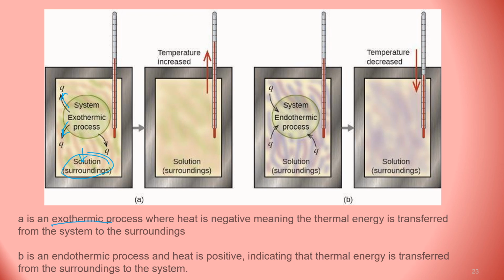So obviously B is the opposite. If the system that we're studying is endothermic, that means heat will go into it. The heat's taken from the solution or the water that's surrounding it. And so once that heat's transferred, the temperature will drop. And again, that's endothermic. Heat is positive, meaning that the thermal energy is transferred from the surroundings to the system.